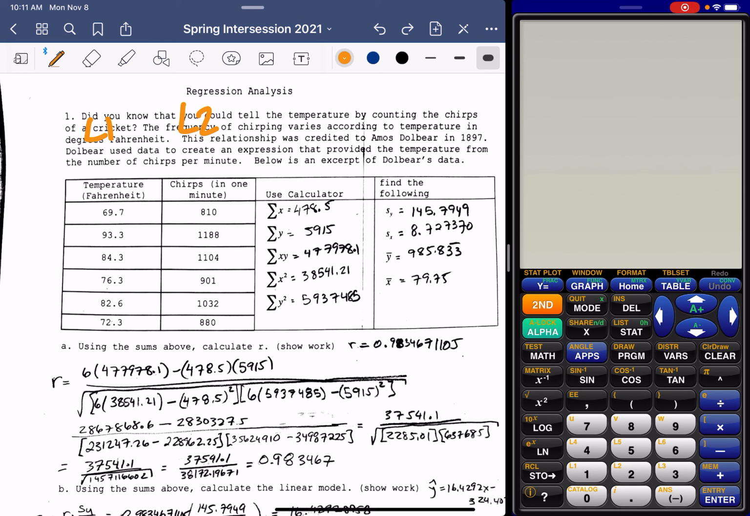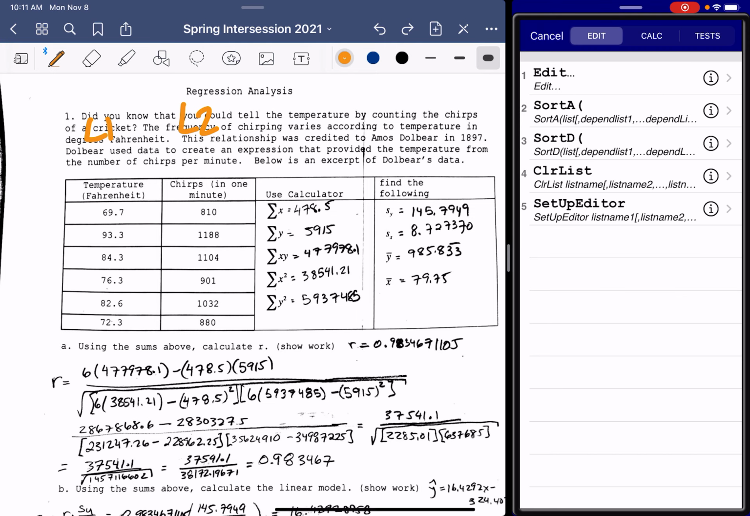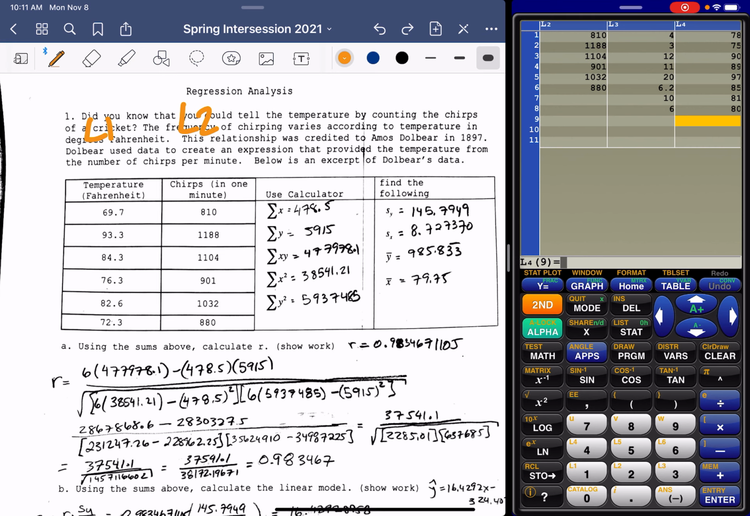Okay, so here on the right, you can see my calculator. I'm going to go through stat and edit. And what I did already was put the data in the first column for temperature and the second column for the chirps. And if you go over here, this is L1 and L2. I have some L3 and L4 data for the next problem. So you've got to be very careful too about which column you are adding your data in, right?